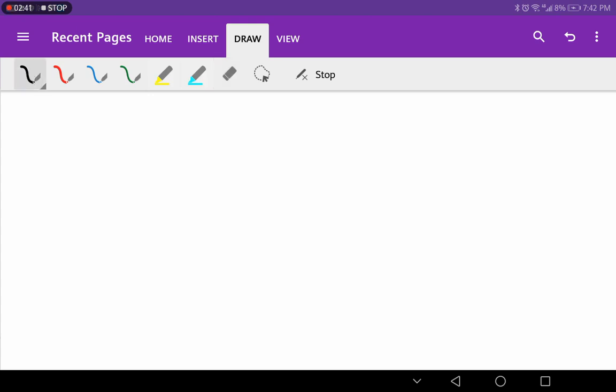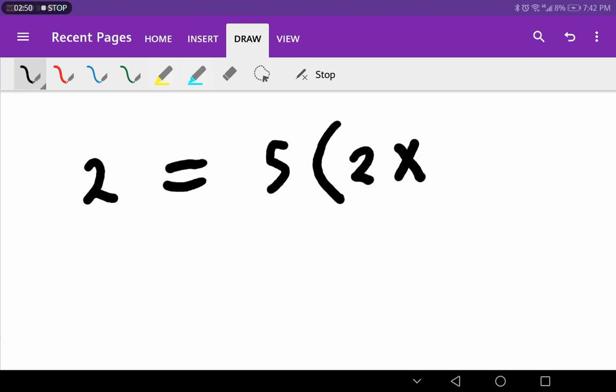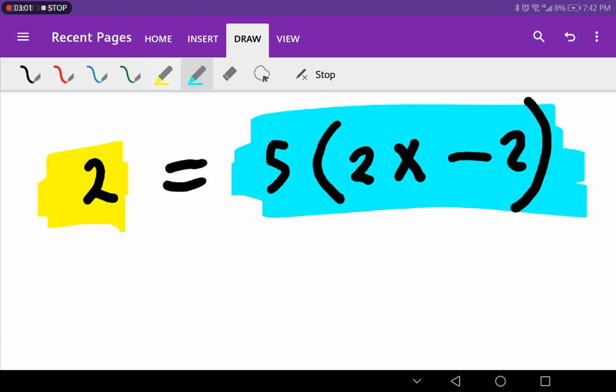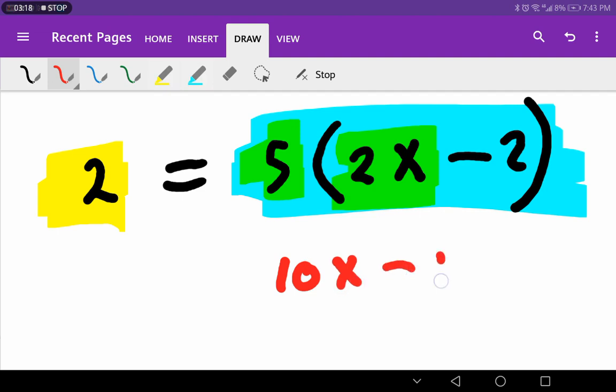If we have something like this, 2 equals 5 multiplied by (2x plus negative 2), how can we solve this? Left side and right side. What is the first step? Actually, you have to break the parentheses or use the distributive property. So the 5 will multiply this: 5 multiplied by 2x equals 10x, and 5 multiplied by negative 2 equals negative 10, and all of them equal 2.